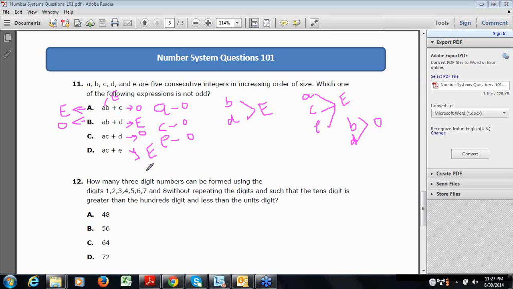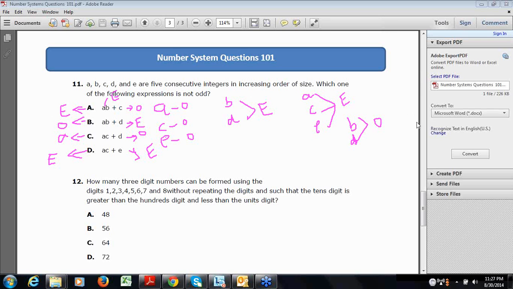AC plus D will be what? AC is even into even, even plus D odd, it will be odd. AC plus E, even into even, even plus even, it will be even.